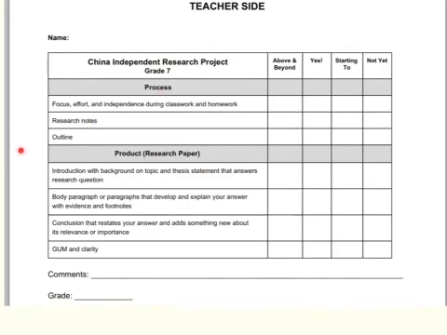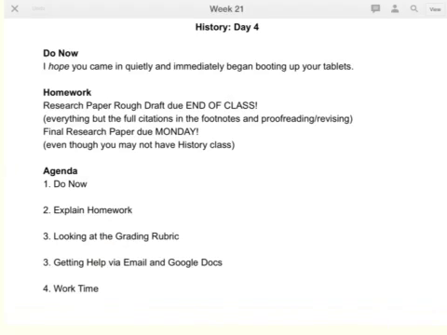And then for the actual paper itself, I'm basically going to look at each part of the paper and the basic things that are supposed to be in it. So your intro is supposed to give background on your topic and give a thesis statement that answers your research question. Your body paragraphs that develop and explain your answer, that have evidence and that have footnotes. And then a conclusion that restates your answer and adds something new about its relevance or importance. And those basic guidelines were outlined in the graphic organizer for your outline of the paper already. So if you need to go back to that as you're writing and look at those bullet points to remind yourself, that would be a great thing to do. And finally, collapsed into one category, I'm going to look at your grammar and just overall how clear your writing is.